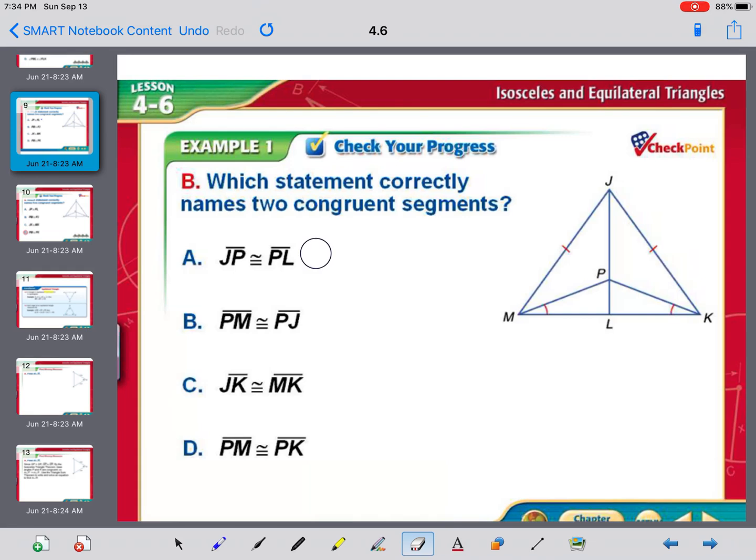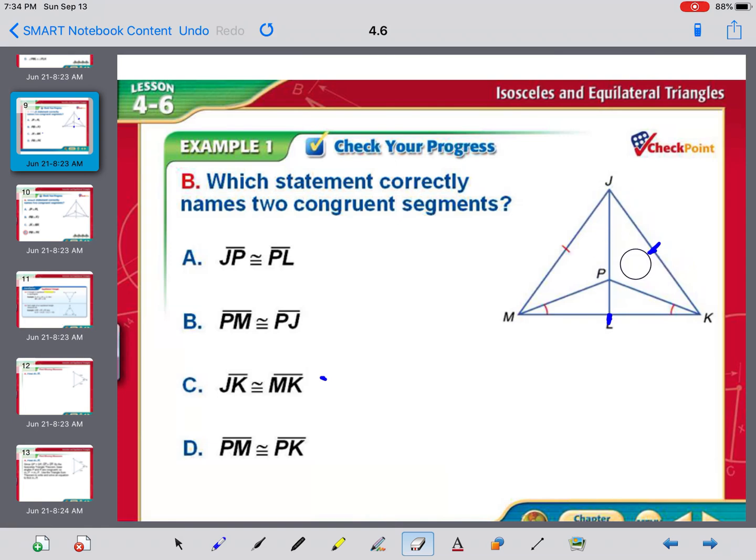Next we have PM and PJ. In order for PM and PJ to be congruent, we'd have to have this angle and this angle, because across from that side is that angle, and across from that side is that angle. But we don't have that, so we don't have the B answer. So we'll look at the C answer.